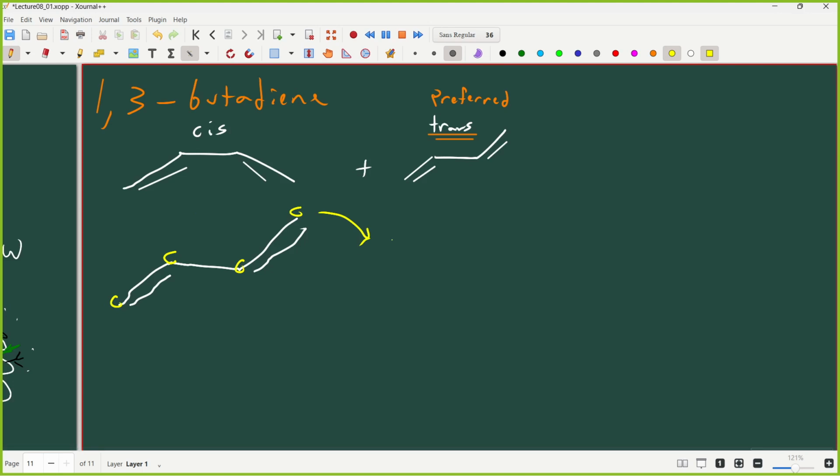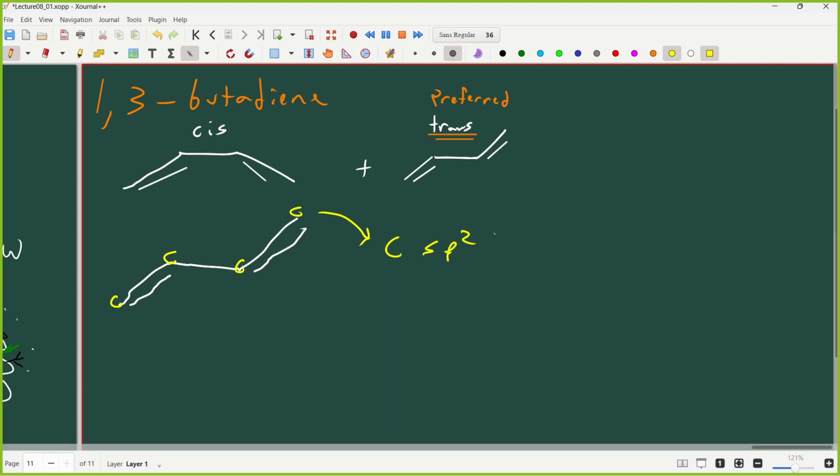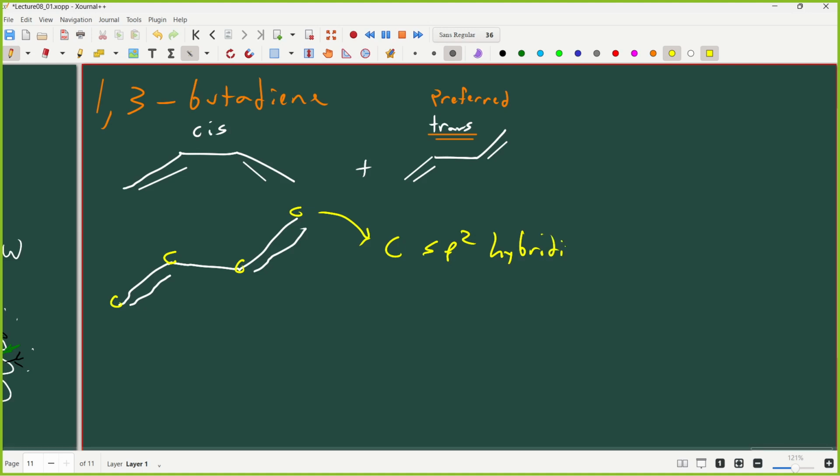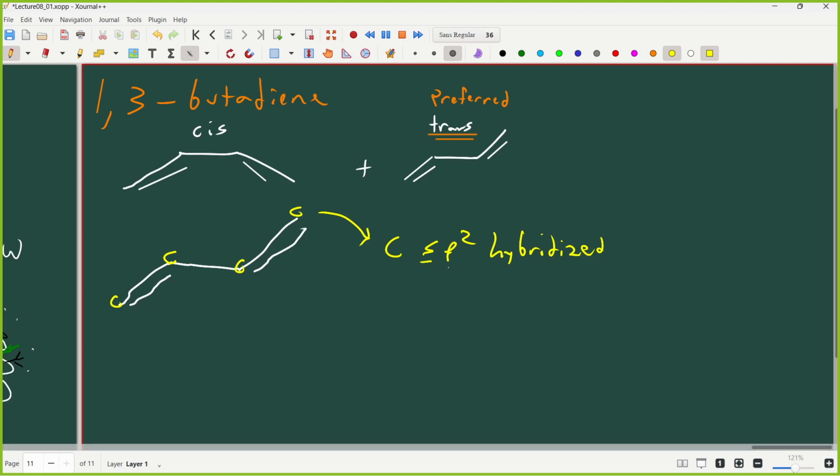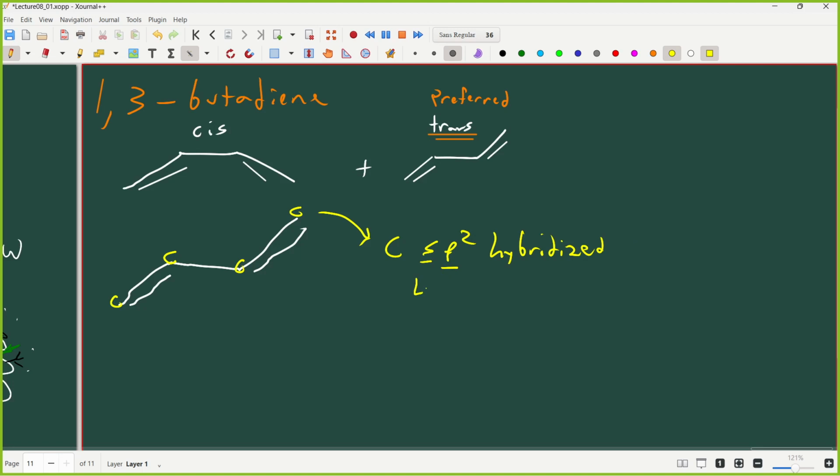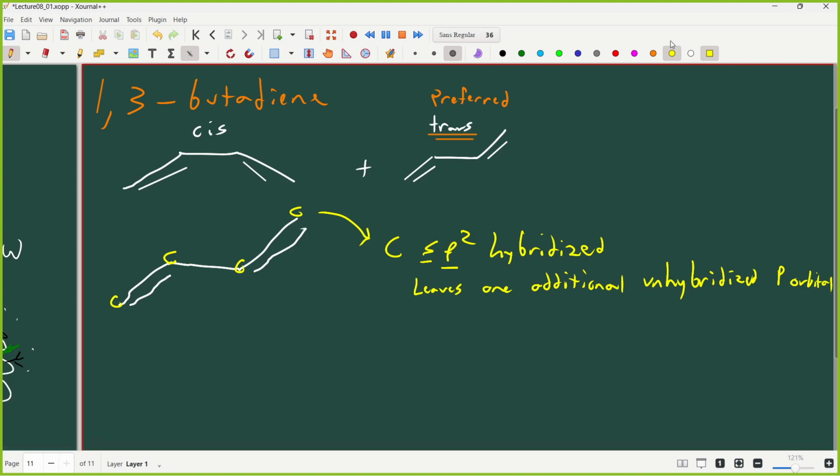And just from organic chemistry, we know these carbons are sp2 hybridized. So they have an s orbital and two sets of p orbitals contributing to their bonding, which leaves one additional unhybridized p orbital. There's three of them, and we've only used two of them for each carbon. And these exist perpendicular to the bond.